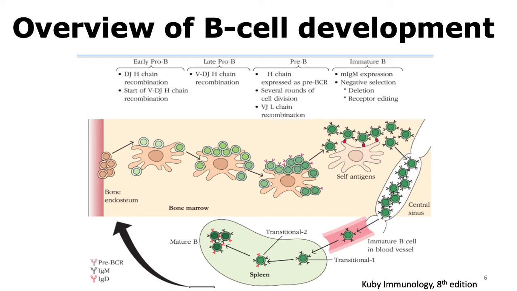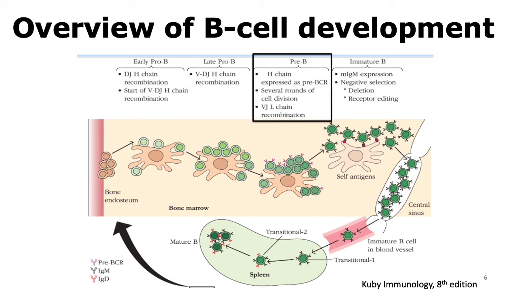Let us have an overview of B cell development. Once the common lymphoid progenitor is formed, the common lymphoid progenitor can commit to B cell development by forming an early pro-B cell. In the early pro-B cell, we can see the beginning of somatic recombination in the heavy chain. The early pro-B cell differentiates to the late pro-B cell. In the late pro-B cell, we see completion of the heavy chain recombination. The late pro-B cell will differentiate to the pre-B cell.